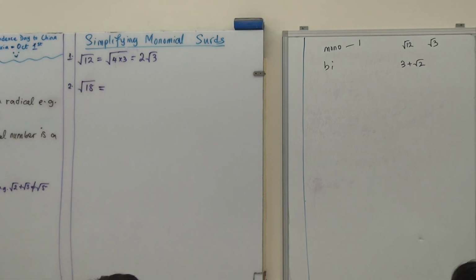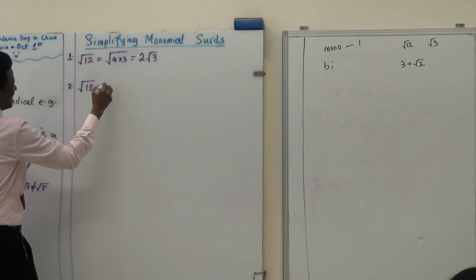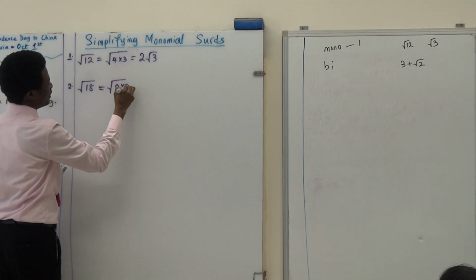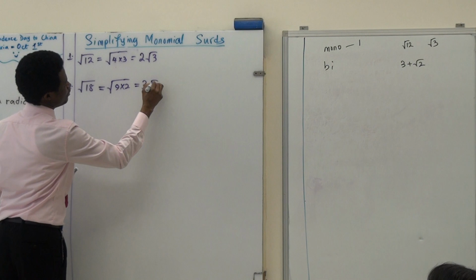Okay, what about this? What is the largest square number in 18? 9. Were you going to say 6? Yes. So we have 9 times 2, right? Then that will be 3 root 2.